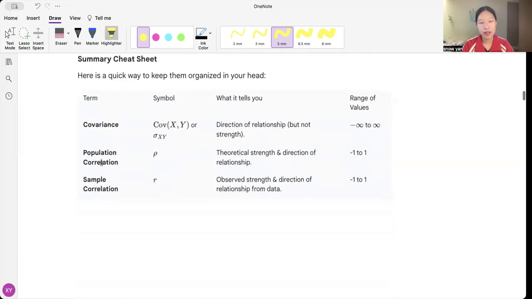So that was where I got really confused today: what is the difference between rho and r? And now I know the difference. Cool. That's enough for today.